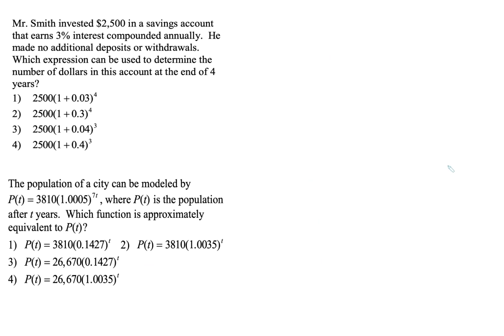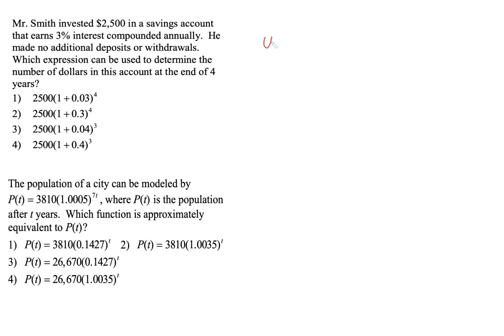Now, most of the problems that you will find on the TASC test on exponential growth and decay will be interpreting or setting up the problems. So here we have a setup. Mr. Smith invested $25,000 in a savings account that earns 3% interest compounded annually. He made no additional deposits or withdrawals. Which expression can be used to determine the number of dollars in this account at the end of 4 years?